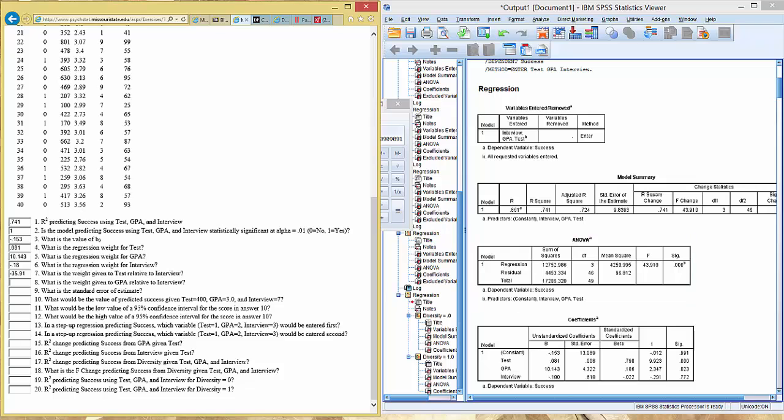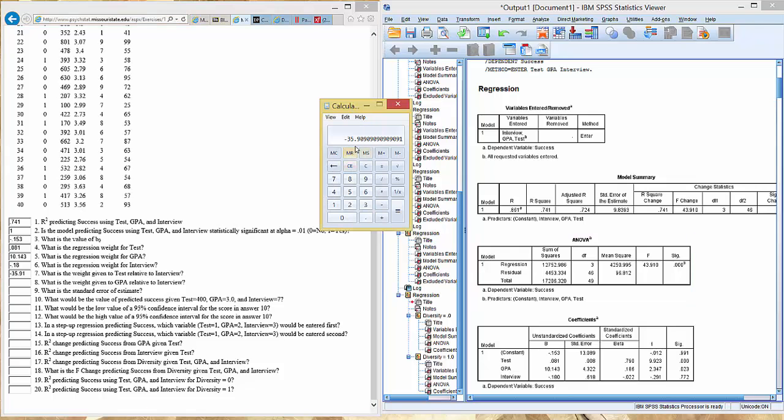What is the weight given to GPA? Again, we'll pull up the calculator. We'll clear everything. And GPA is 0.186. We'll divide that by 0.022. Again, we'll change the sign. And we'll get minus 0.845.